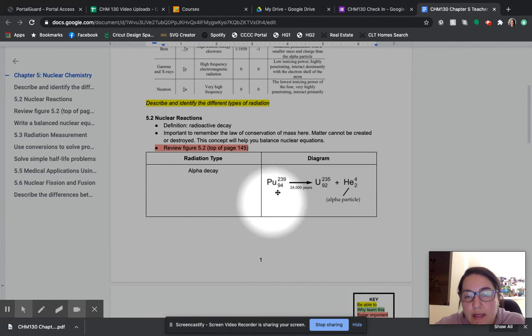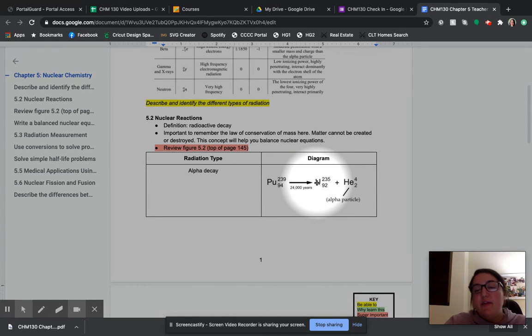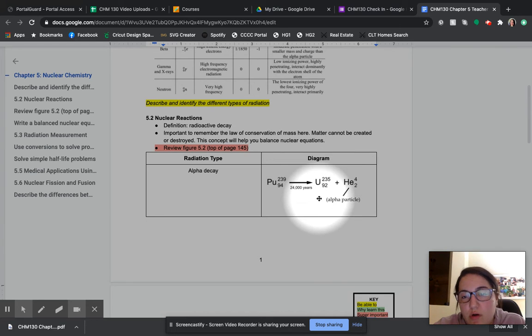So here we have this atom is going to decay. You can ignore the 24,000 years for now. And let's say I didn't give you this uranium 235 92 here. Let's say you didn't have that, and I said, what is formed? Well, using law of conservation of mass, we have to add up the top numbers to equal 239.